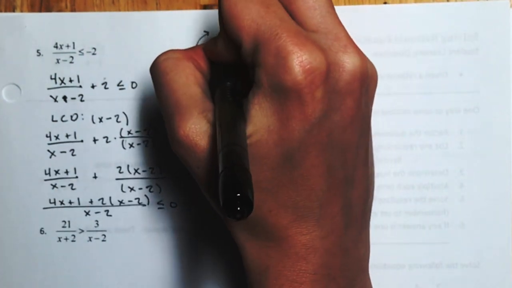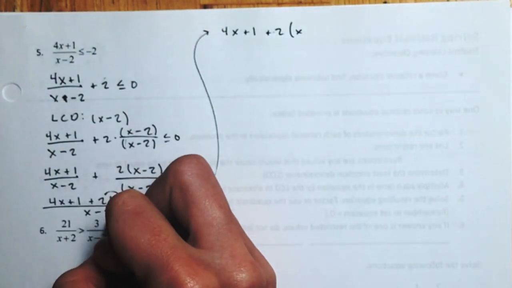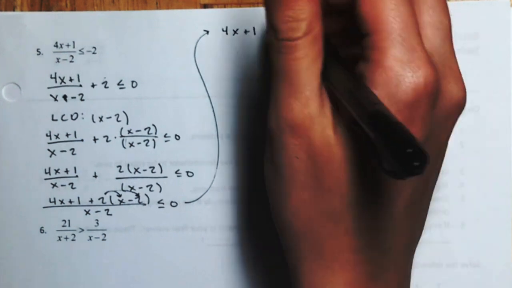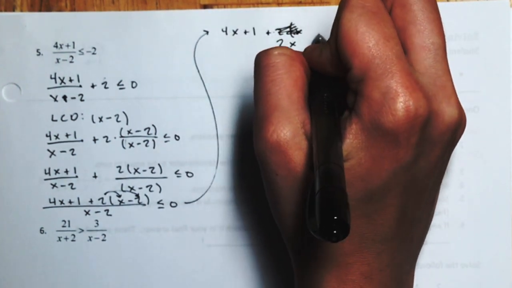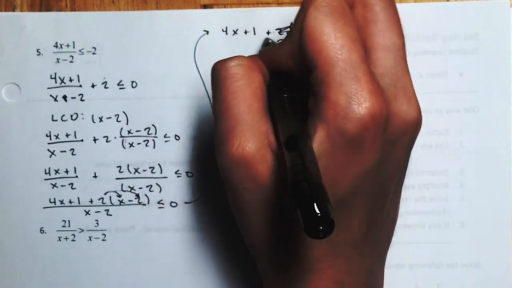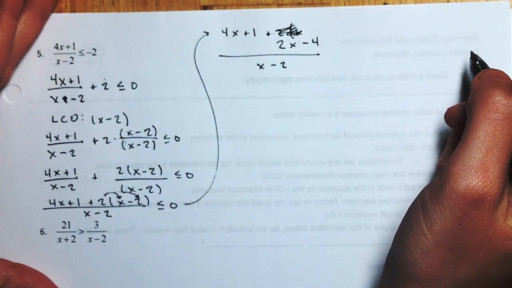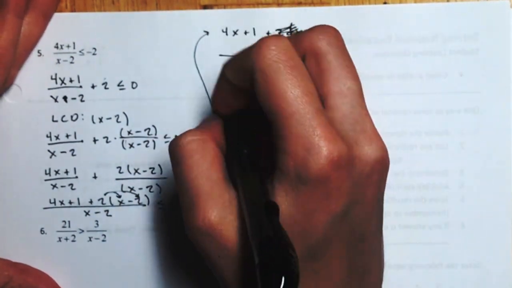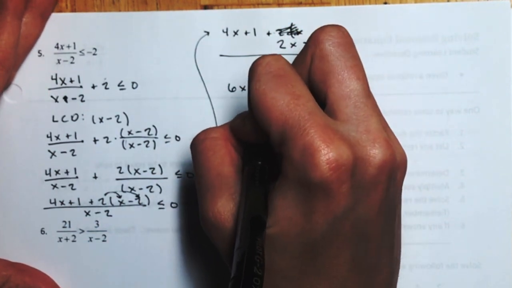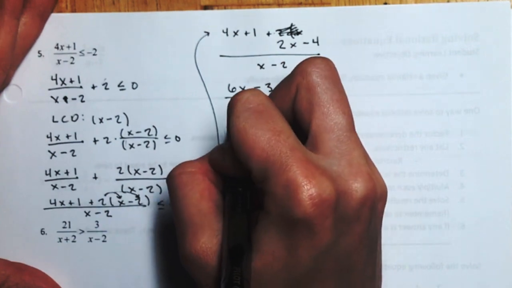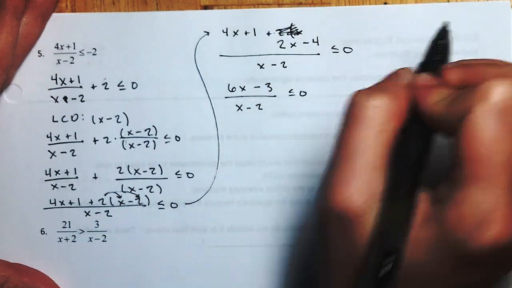So we've got 4x plus 1 plus, this 2 will distribute to both the x and the negative 2, so we get 2x minus 4. And all of this can be divided by x minus 2. We combine these like terms, we get 6x minus 3, all divided by x minus 2. All this is still less than or equal to 0.